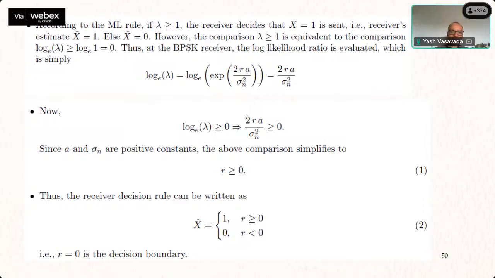And so the receiver rule can be written that whenever R is greater than or equal to 0, we say that bit 1 was transmitted. When R is less than 0, we say bit 0 was transmitted. R equal to 0 is the decision boundary.